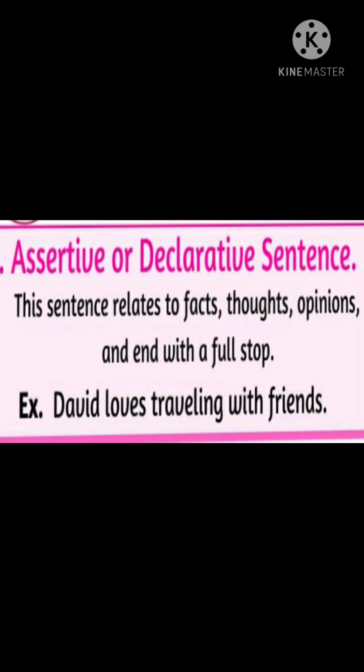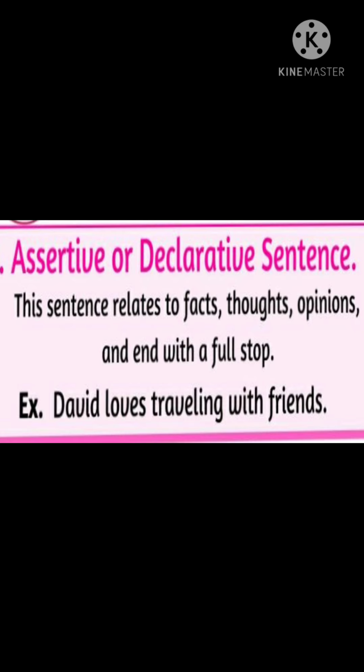We also call them declarative sentences, and we also call them statements. So what do they refer to? This sentence relates to facts, like universal truths. They also cover thoughts, our ideas, and opinions, and they end with a full stop. They start with a capital letter and end with a full stop.